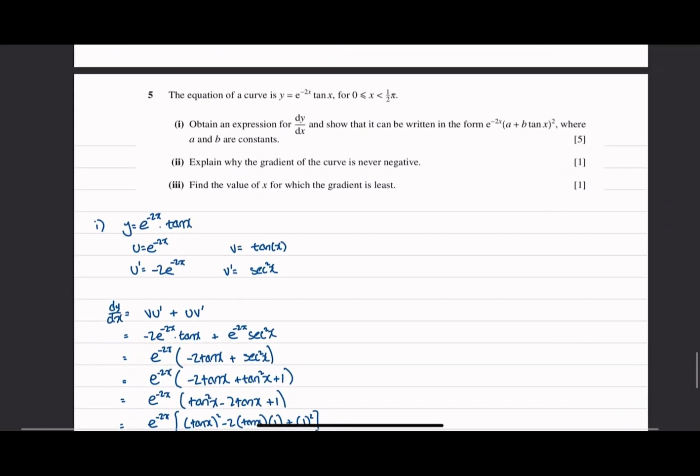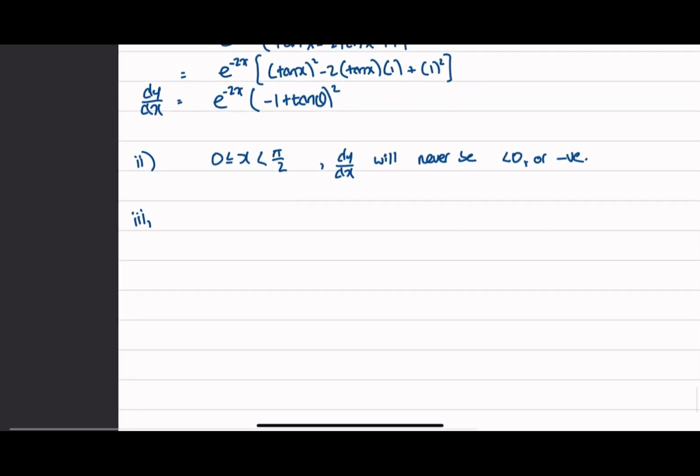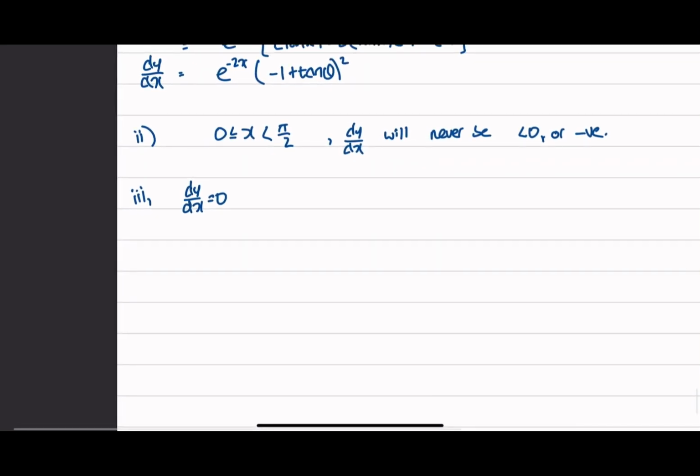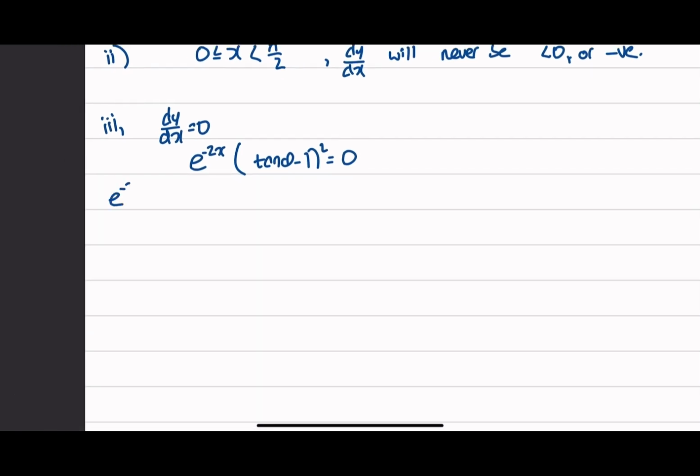And part 3 says find the value of x for which the gradient is least. The gradient is least probably where the function is at its minimum point, right? So to find the minimum point we equate dy over dx to 0, and that is what we'll do here as well. E to the power minus 2x (tan x minus 1) whole squared equals 0. So e to the power minus 2x equals 0 will give us one answer, and tan x minus 1 whole squared equals 0 should give us the other answer.